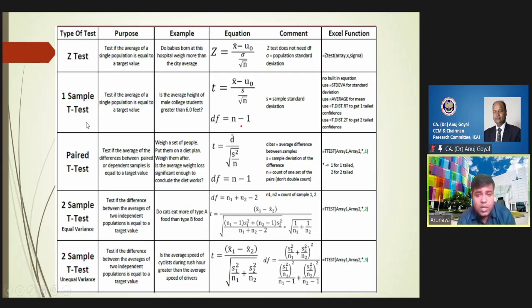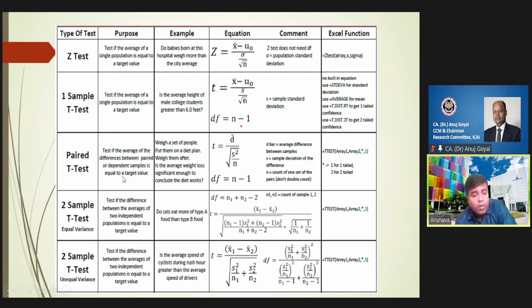So t test and z test, can anyone tell what is the difference between these two? When do we use z test and when do we use t test? So we are less interactive, that is why I'm putting up this question, right? When do we use a z test and when should we use a t test? I think these are basic statistics, so we will not go into much detail of it. Many of you already know about this, right?